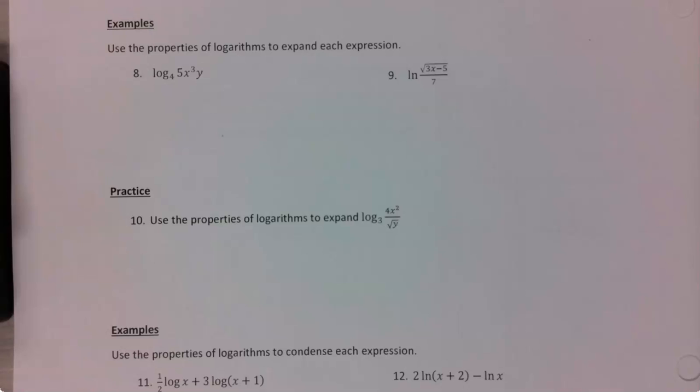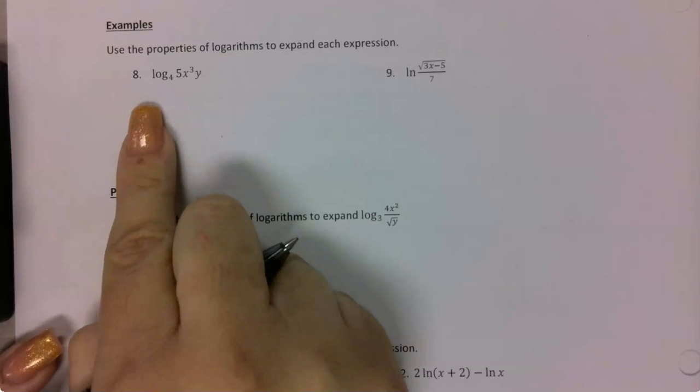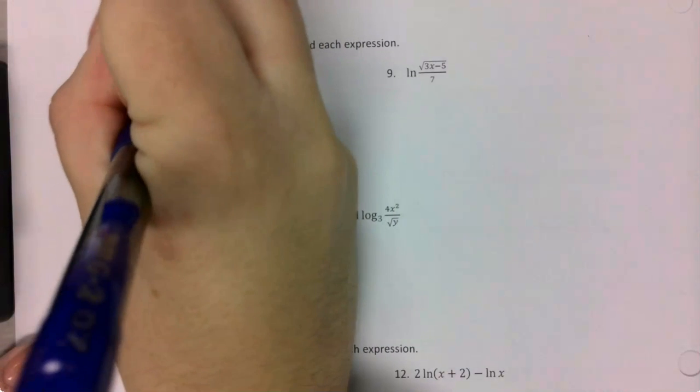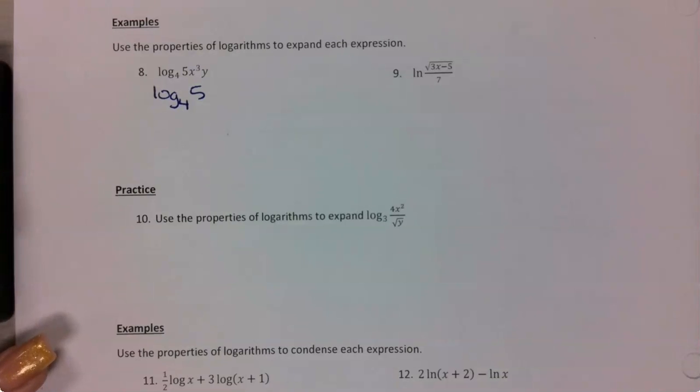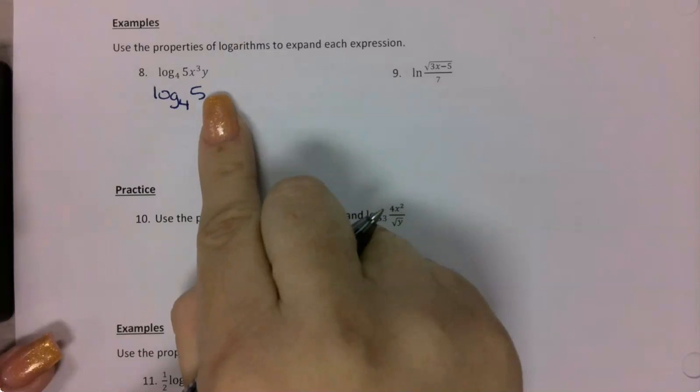Okay, same idea, but now we're doing it with variables and numbers. So how should I split this one up? So log base 4 of 5, and then what? Was there anything in between these logs? So I just write 3 log x right after the 5?